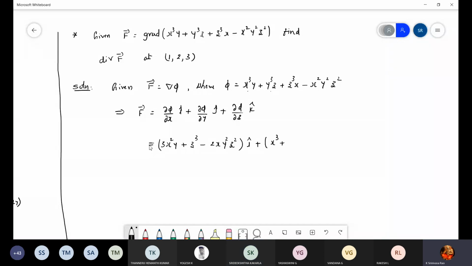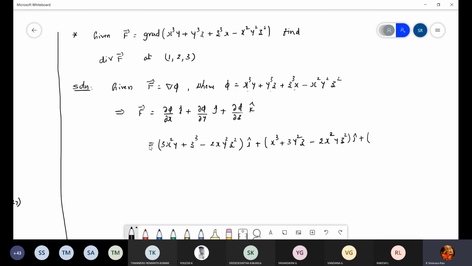Second term plus y cube, differentiation is 3y square z. Third term is 0. And here minus y square, differentiation is 2y. No, 2. I will write in order. That's it: 2x square y z square into j cap, plus the last one.